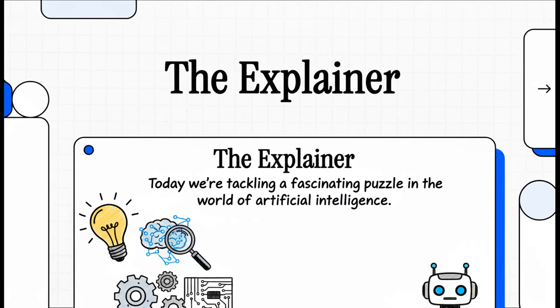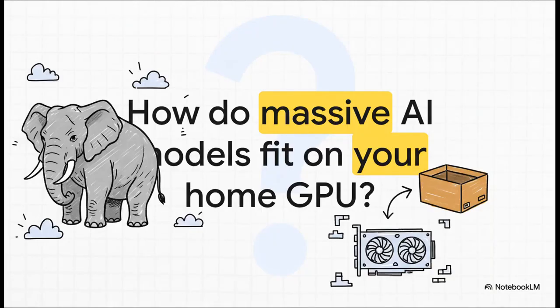Today, we are tackling a really fascinating puzzle in the world of artificial intelligence. So you've seen the headlines, right? AI models are getting bigger and bigger, with hundreds of billions of parameters. And yet, somehow, you can run some really powerful versions of these things right on your home computer. So how in the world is that possible? It's kind of like trying to fit an elephant into a shoebox.